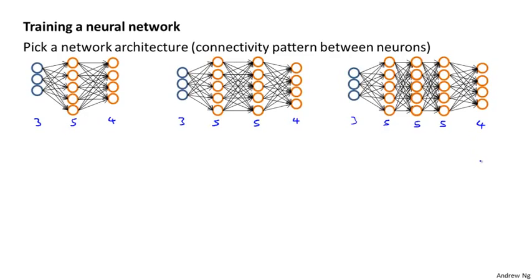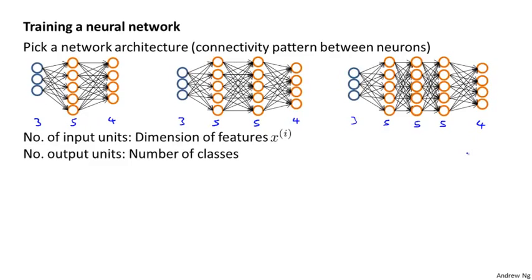So how do you make these choices? Well, first, the number of input units, well, that's pretty well defined. And once you've decided on a fixed set of features x, the number of input units will just be the dimension of your features x(i), determined by that.